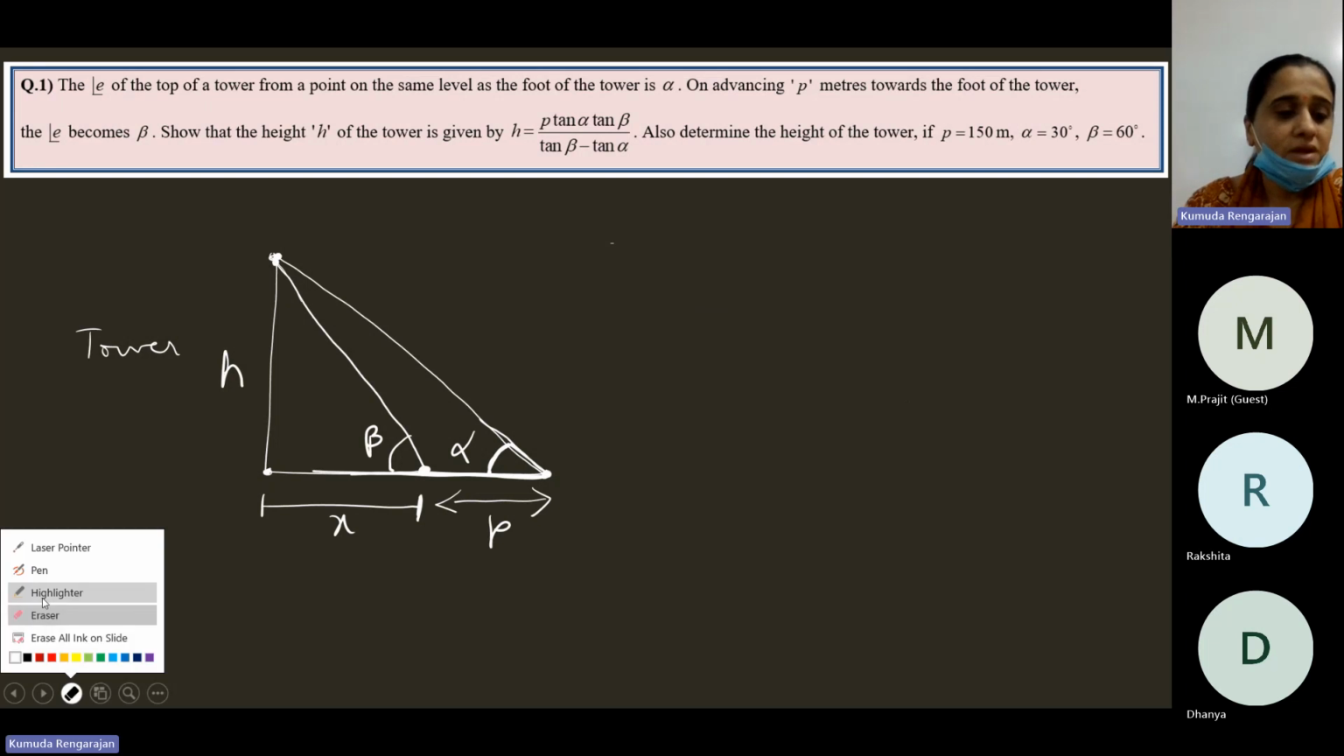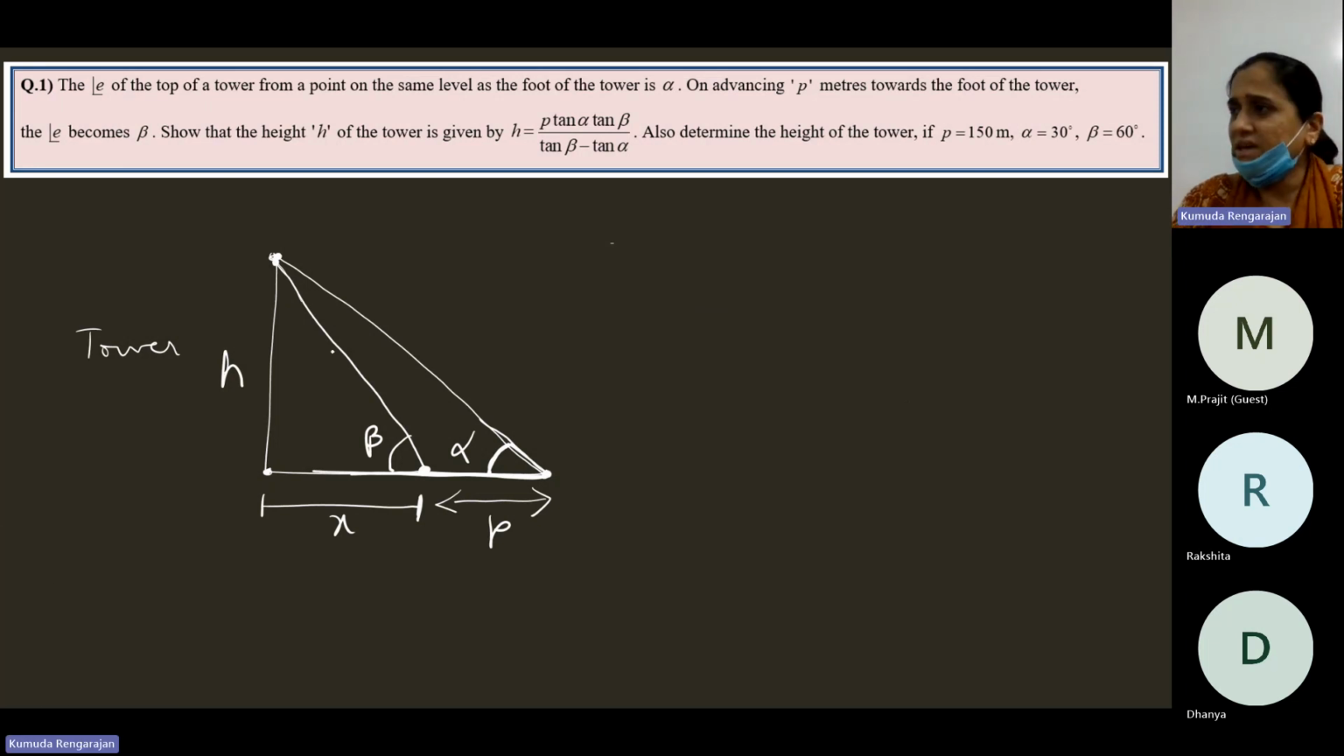Now, you can start with any triangle. Take the smaller one, preferably. So in this triangle, what do we have? Tan beta is equal to opposite by adjacent, correct? Why tan? Why not sine? Why not cos? Because in the expression here, we have only tan. So we'll find only tan alpha and tan beta. We'll not use any other trigonometric ratio. So tan beta is equal to, I'm taking the small right triangle.